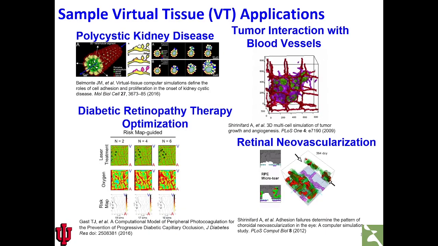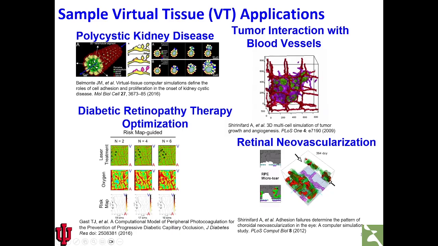In the lower left here, we have an example of diabetic retinopathy therapy optimization modeled in CompuCell3D. And this is basically looking at how different patterns of targeting laser treatment on the retina can produce different outcomes in the progression of the disease, basically used to optimize the treatment to help slow the progression as much as possible.